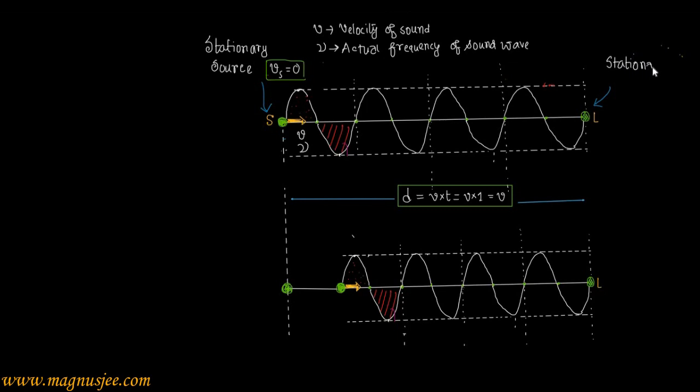L is the stationary listener. That means the listener is also at rest. That's why VL is equal to 0, meaning the velocity of the listener is 0.